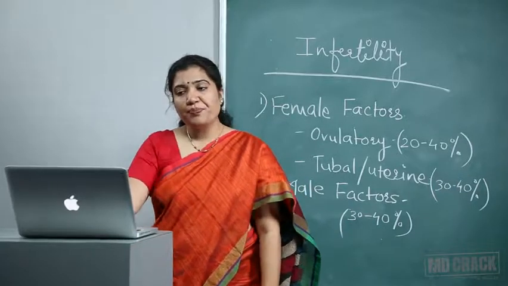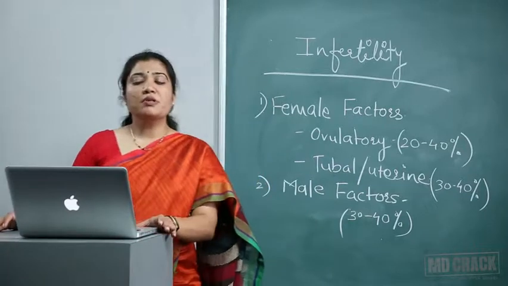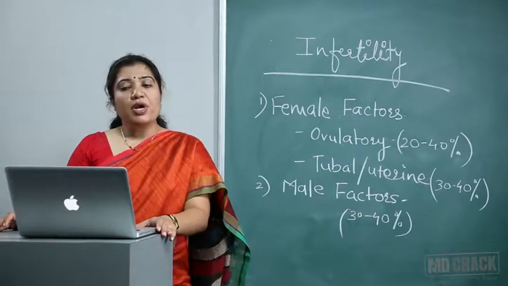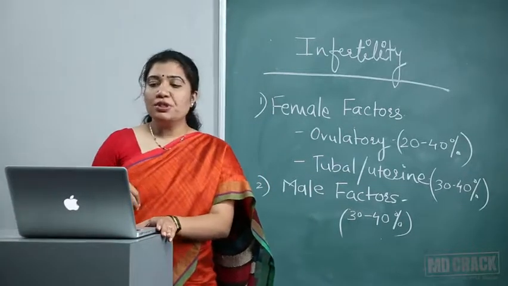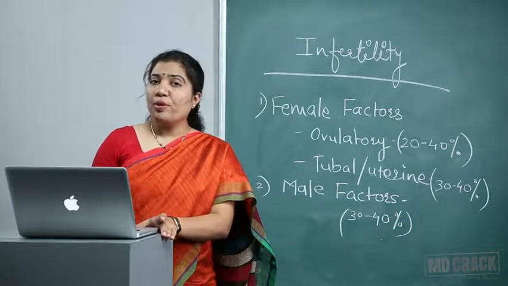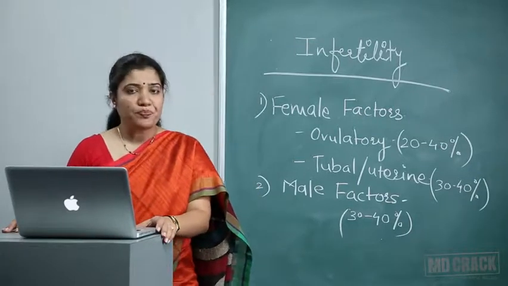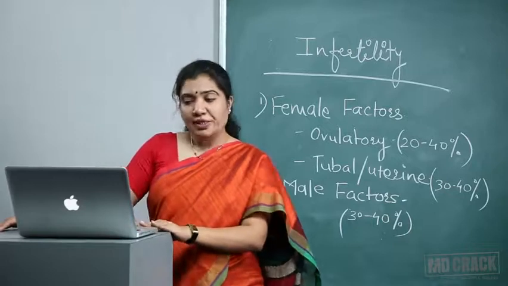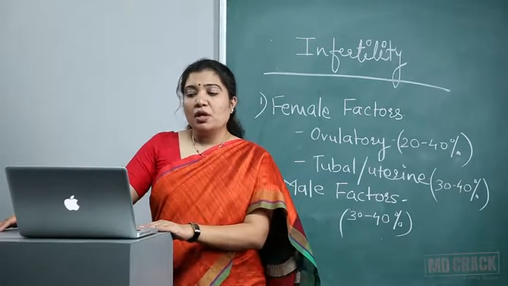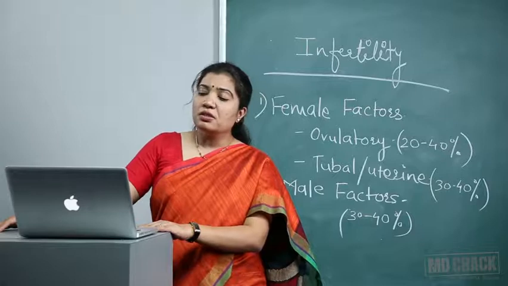For septate and bicornuate uterus, we can do metroplasty. For adenomyosis, we can do surgery or medical management. Fibroids, we can do myomectomy. Dyspareunia, correction of retroversion.